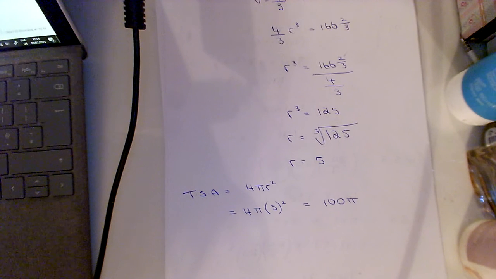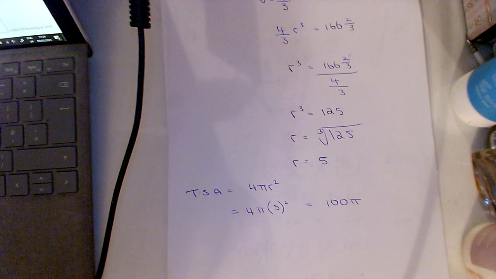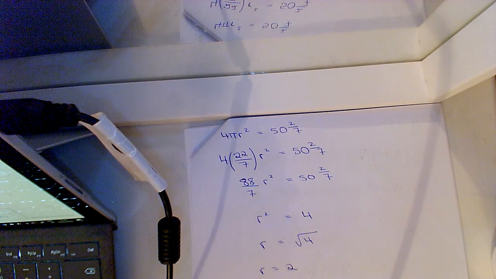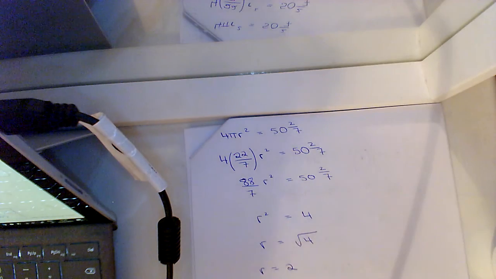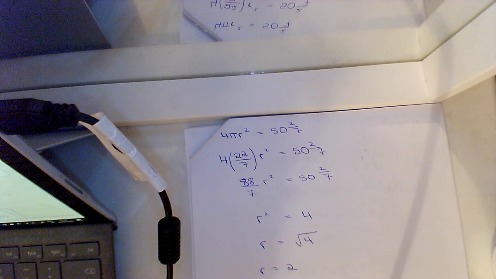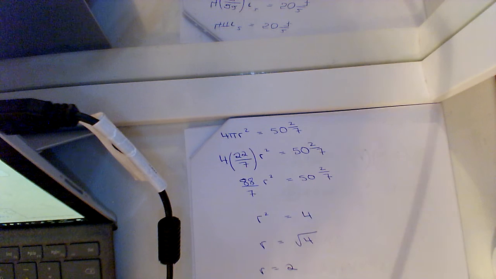For part B, I was given the total surface area, so I'm going to work with that one. So the formula for total surface area is 4 pi r squared. That's equal to 50 2/7. So I have 4 (22/7) r squared is equal to 50 2/7. I multiply 4 by 22/7 to get 88/7 r squared. And I get r squared is equal to 352/7 divided across by 88/7, and I'll be left with 4. So r squared is equal to 4. Then I will get the square root of 4, and r is equal to 2.